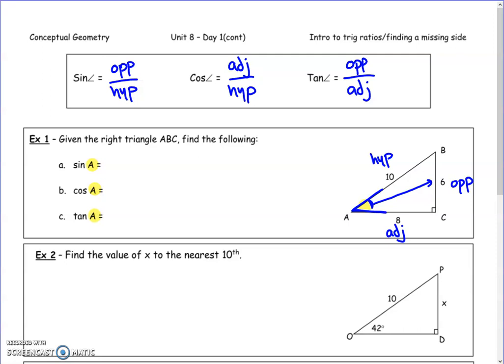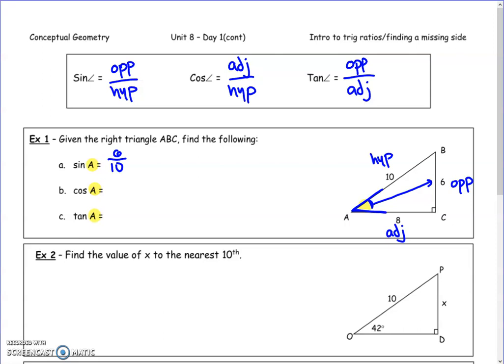So to find these ratios, sine, I look up above, is the opposite side divided by the hypotenuse. So we are just going to create a fraction that's the opposite divided by hypotenuse. So in this case, it's 6 over 10. And I just leave it. You don't have to simplify. You don't have to divide it out. That's the ratio.